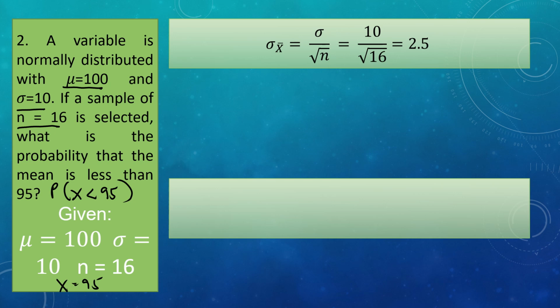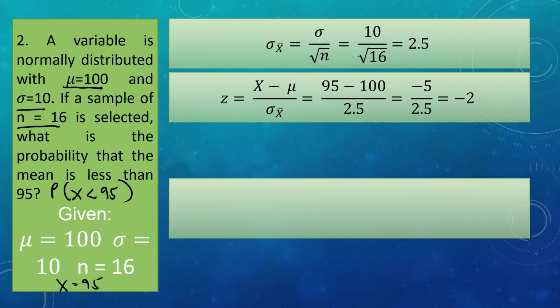Now, the second step is to apply the formula of Z. Z is equal to x bar minus mu over sigma sub x bar. By substitution property, instead of writing x, we will write 95, minus, and instead of mu, we will write 100, all over 2.5, because the value of sigma sub x bar, as we saw in the first step, is equal to 2.5. Now, 95 minus 100 is equal to negative 5. Negative 5 divided by 2.5 is equal to negative 2. Therefore, Z is equal to negative 2 or negative 2.00.